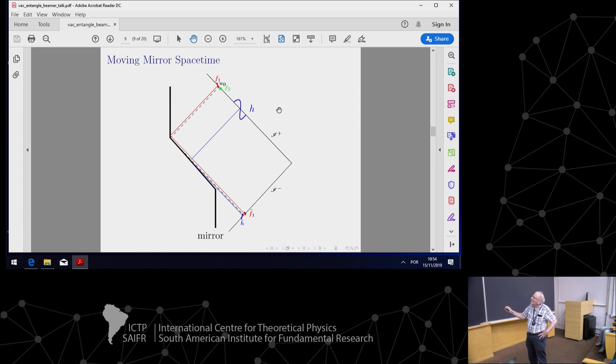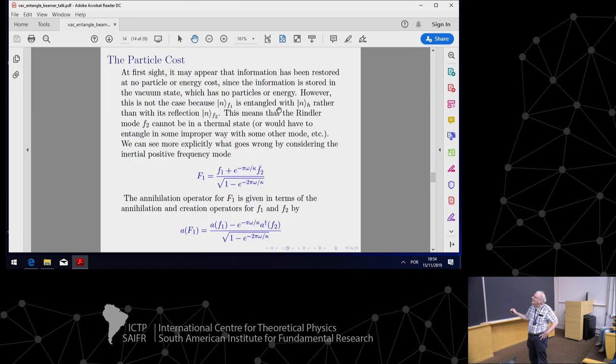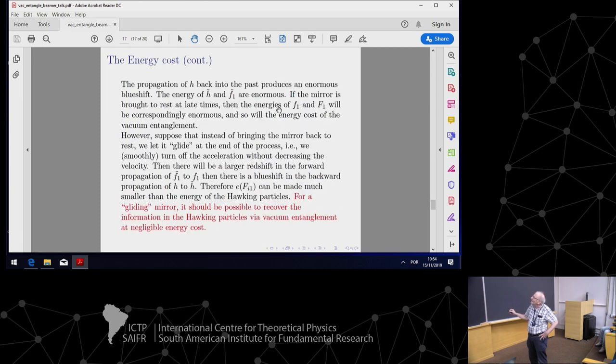But if I make the mirror just become inertial, I think I use the word let it glide instead of stopping it, here we just sort of turn off the acceleration, then you're going to get a huge redshift effect in bouncing off the mirror, and these modes will not come out high frequency. They will come out with very low energy compared to the Hawking particles.